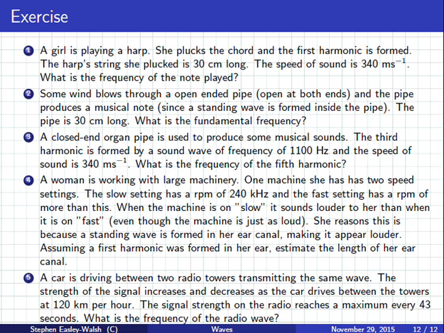Lambda f. Remember this formula? So that will equal 0.68 times 500, which will equal what? Is that about 340? So that's how fast sound moves. That's the speed of sound, or sound wave, if you want.